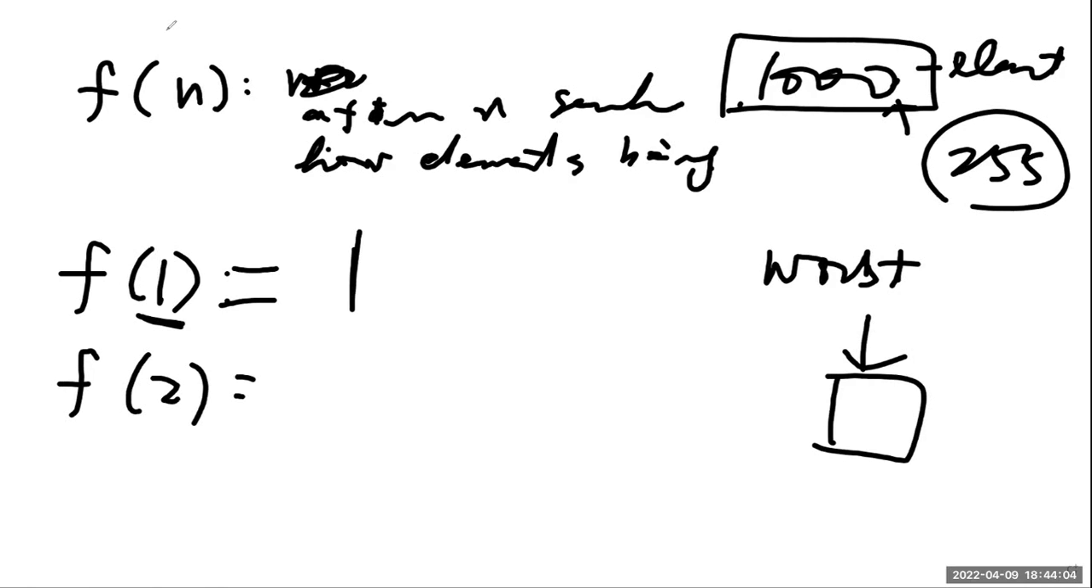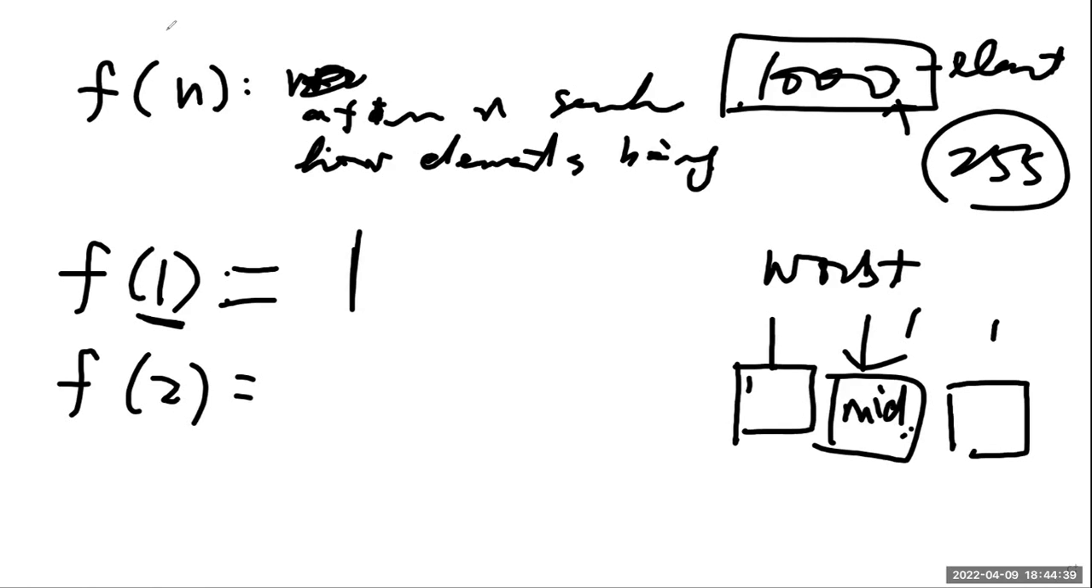With 2 comparisons, how many elements can you search for? You calculate the mean value, right? And if we hit, it will return already. Okay, let's assume that it doesn't hit. You will use the second search. You search the left side, that's one element you can search. Search the right side, that's one element you can search.